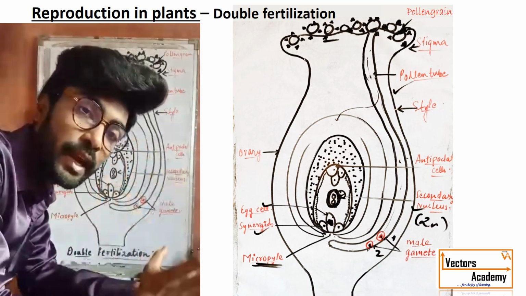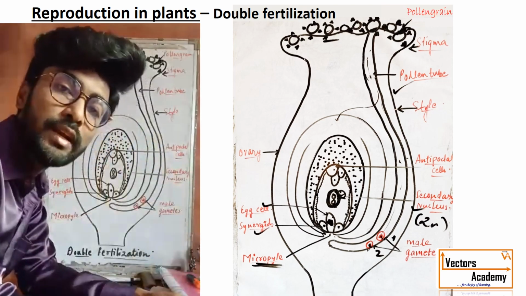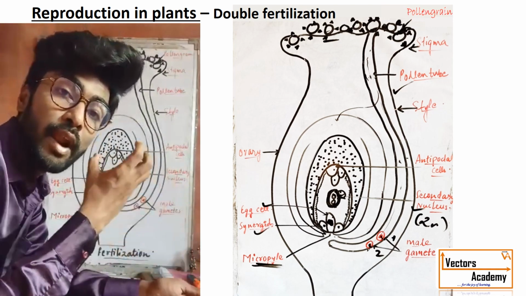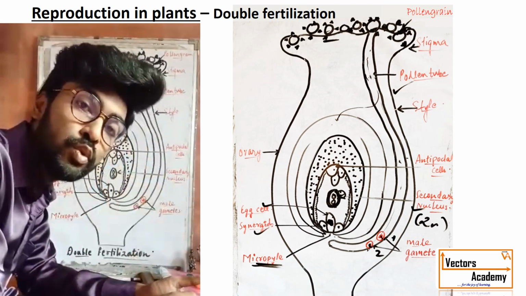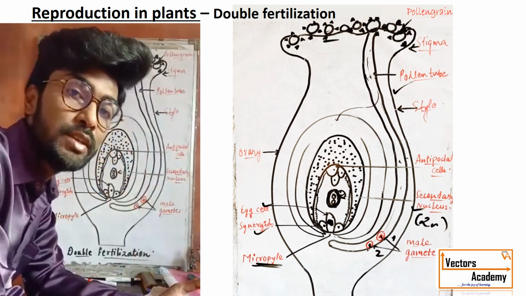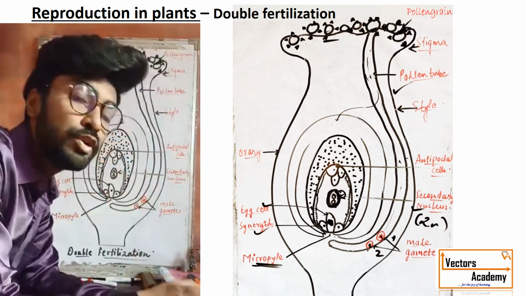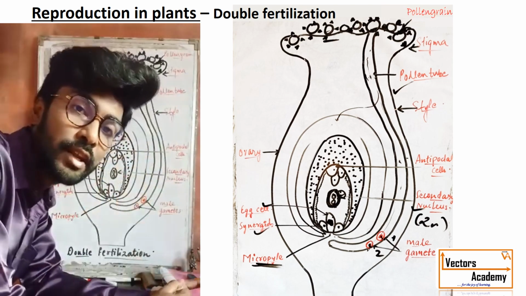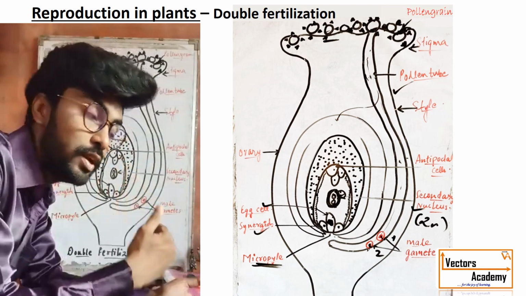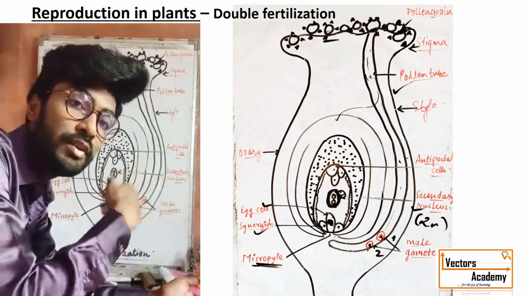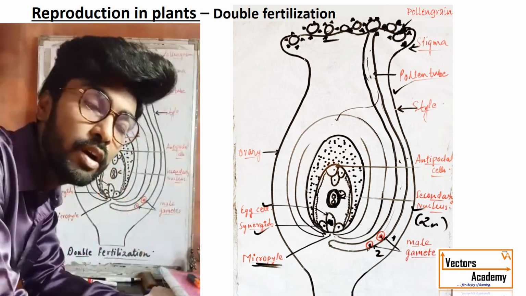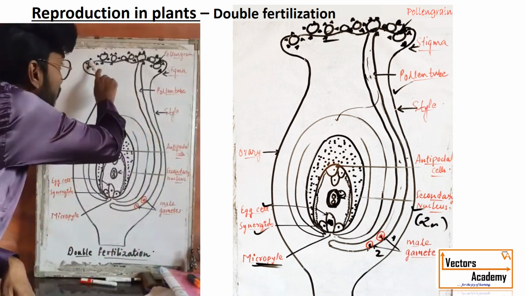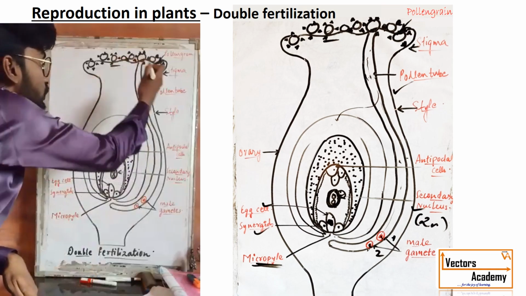Before starting with the mechanism, I would like to introduce one word, that is pollination. You know very well what pollination means. The transfer of pollen grain from the anther to the stigma of the respective flower is called pollination. Pollen grain is present inside the anther, and the female part is called the stigma. During pollination, the pollen grain comes and gets deposited on the stigma of the flower.